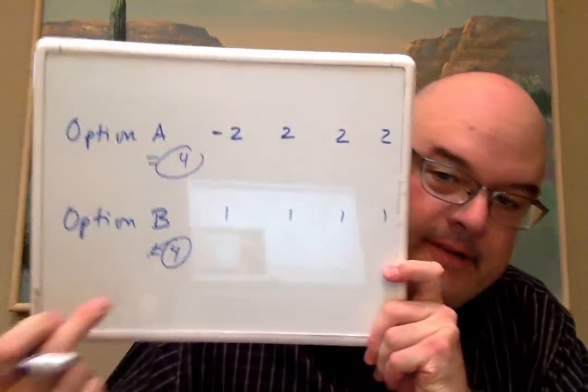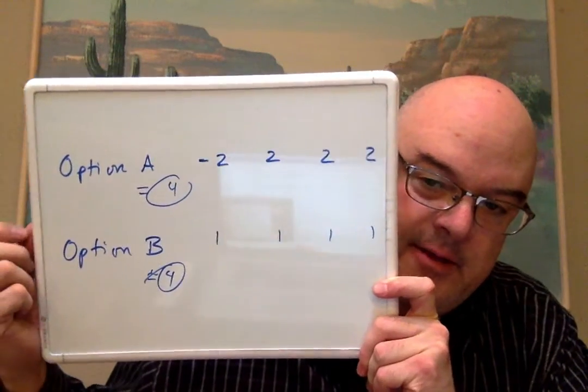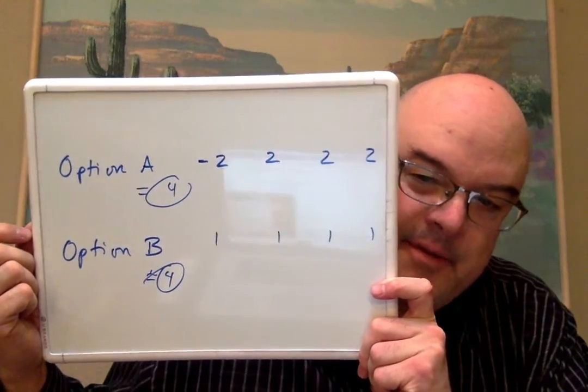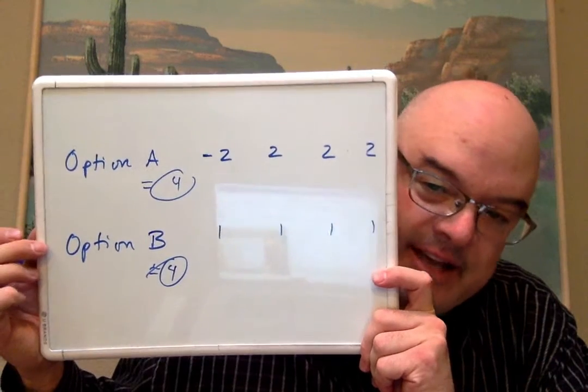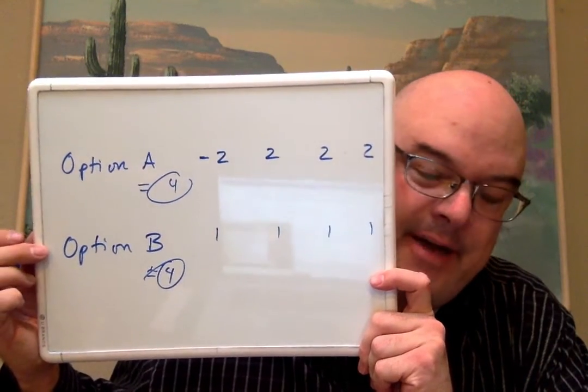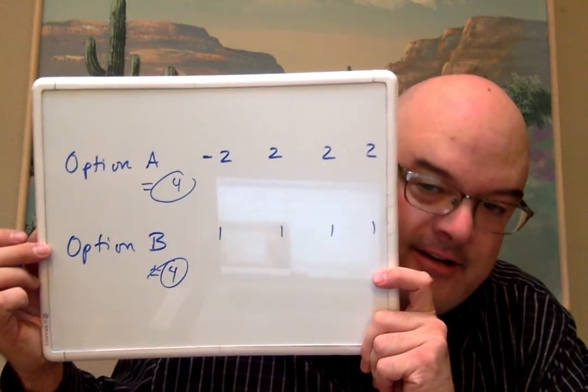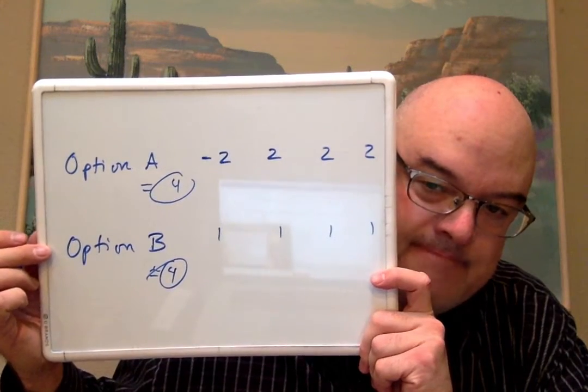And so utilitarianism says, well, they're both 4, so who cares what you do? They're both equally good. But intuitively, of course, we would tend to say that actually, no, option B is better because B is fairer, it's a more just distribution.